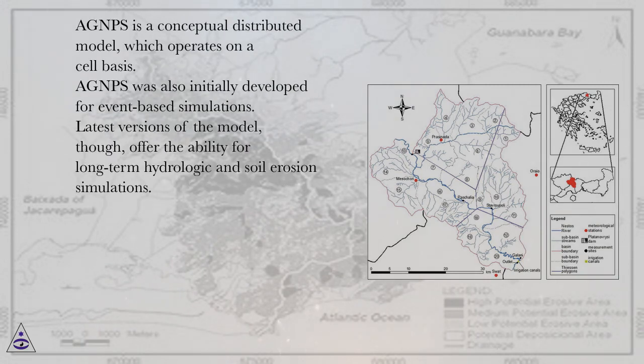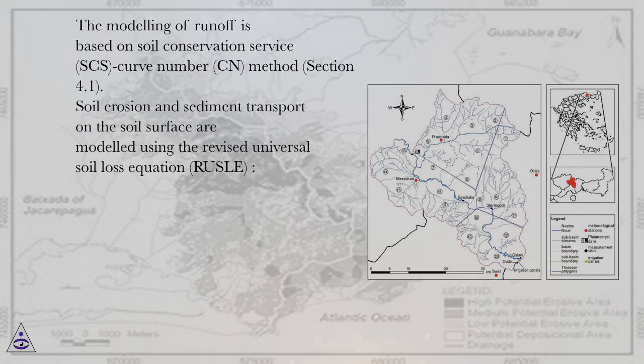AGNPS is a conceptual distributed model, which operates on a cell basis. AGNPS was also initially developed for event-based simulations. Latest versions of the model, though, offer the ability for long-term hydrologic and soil erosion simulations. The modeling of runoff is based on the Soil Conservation Service, SCS, curve number, CN, method, Section 4.1. Soil erosion and sediment transport on the soil surface are modeled using the Revised Universal Soil Loss Equation, RUSLE.